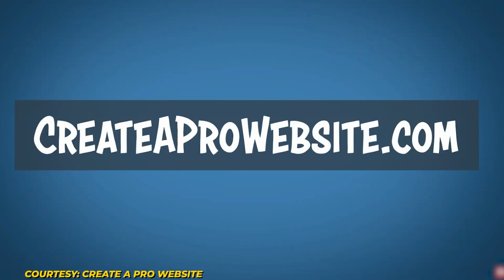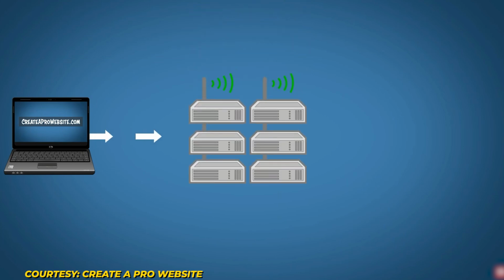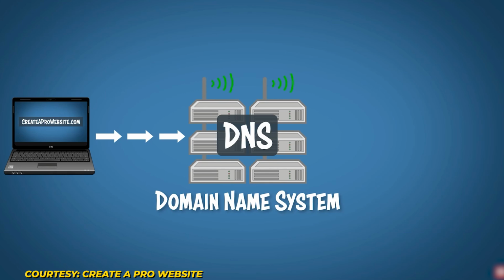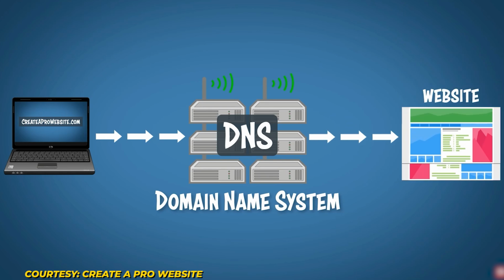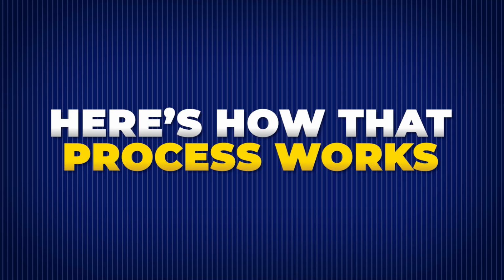So let's say that you type in createaprowebsite.com. Whenever you hit enter, your computer sends a request to a bunch of servers that make up the DNS. And DNS just stands for Domain Name System. This domain name system looks up the correct IP address and just points your computer in the right direction. All within less than a millisecond. Wow, the internet is a magical place. Here's how that process works.